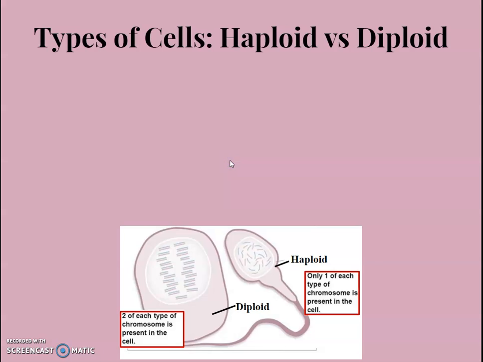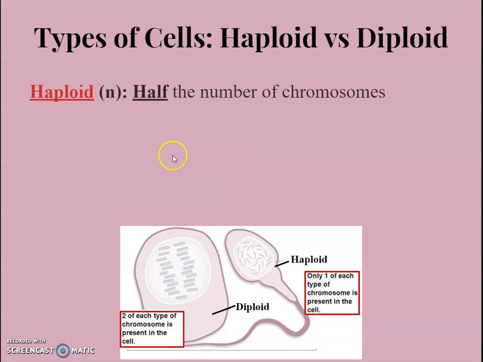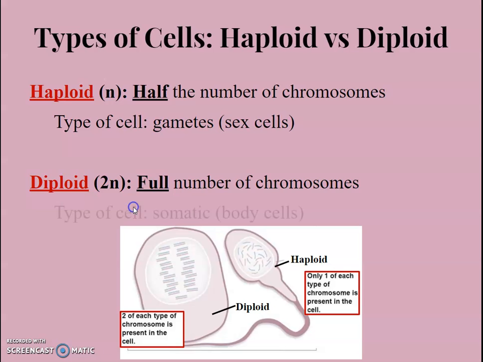So now that we reviewed mitosis, now we're going to look at types of cells. So first, there's two different types of cells, haploid and diploid. Haploid cells, we use an N here to show that it has half the number of chromosomes in the cells. So half compared to the original amount of chromosomes for the organism. While diploid is 2N, which is a full number of chromosomes for the cells. And so our somatic cells are diploid, or 2N. They have a full set of chromosomes.